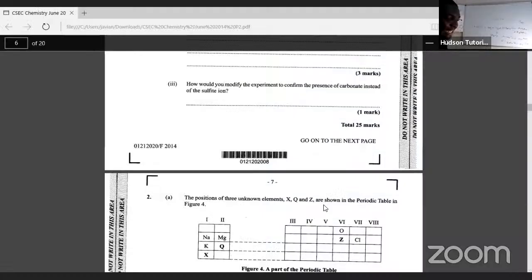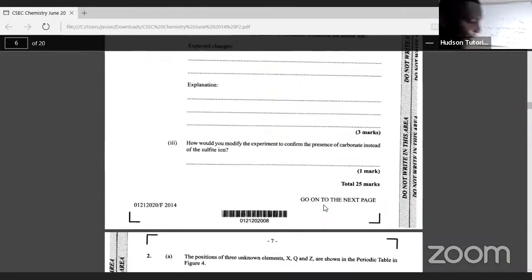It says, how do you modify the experiment to confirm the presence of carbonate instead of sulfite? This is simple. How do we normally test for carbonate? Carbonate would actually give off carbon dioxide. So you remember that thing that we said forms a milky precipitate? That's how you normally see it.